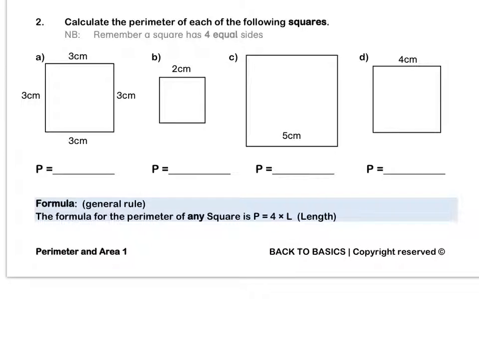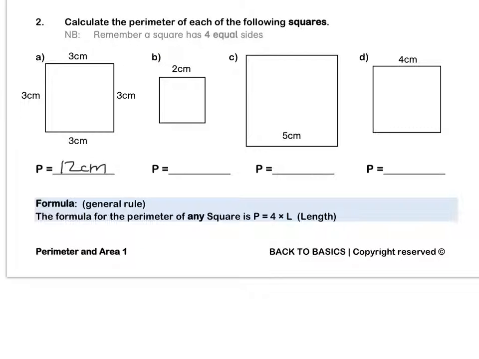Question 2. Calculate the perimeter of each of the following squares. Remember, a square has 4 equal sides. So, for A, the perimeter of the square is 3 plus 3 plus 3 plus 3, or 4 threes, which is equal to 12 centimeters.